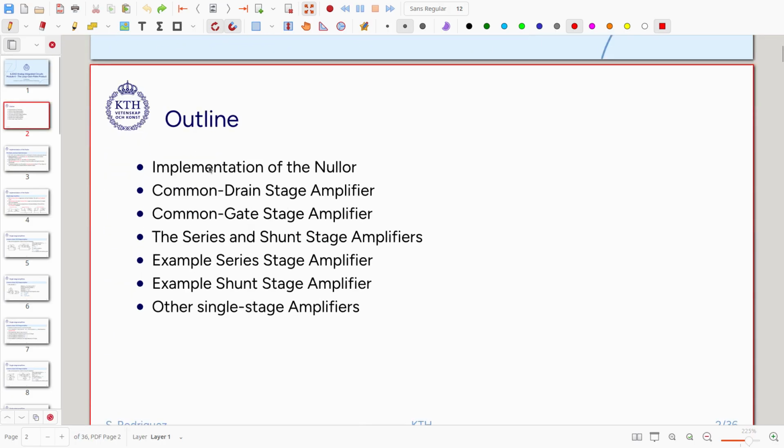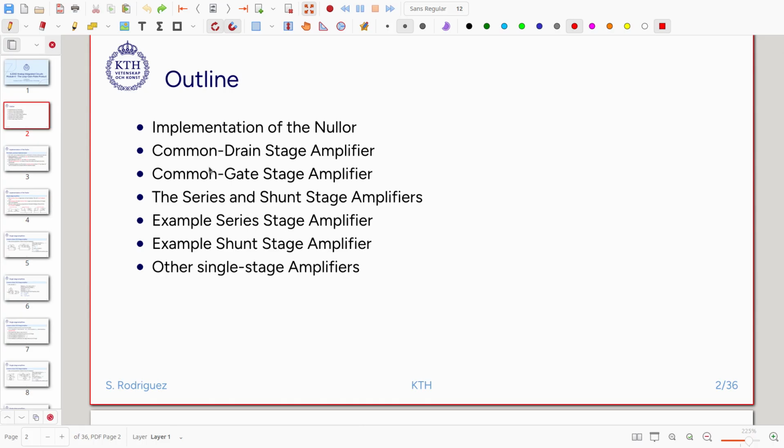So the topic of these 2 days will be the following. First, we're going to talk about how we implement the ideal amplifier that we introduced in the previous lectures, the Nuller. We're going to talk about different amplifier configuration stages. We start with the common drain. We will talk about the common gate amplifier, series and shunt stage amplifiers. We will have two examples of series and shunt stage amplifiers that we are going to analyze using the asymptotic model. And then we are going to talk about other single stage amplifiers that are also interesting for us.